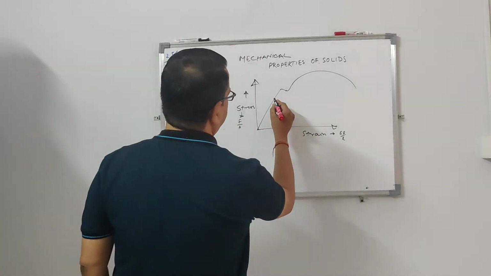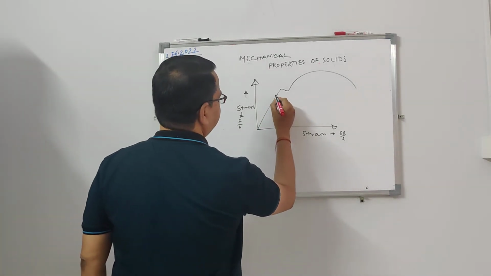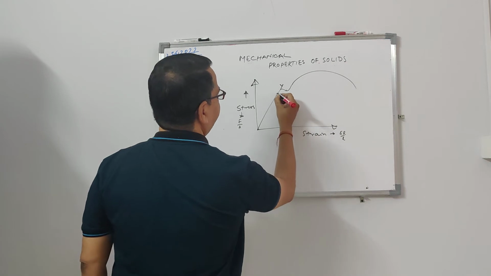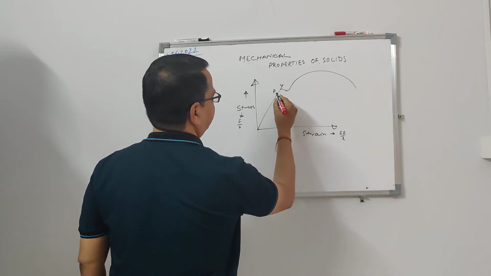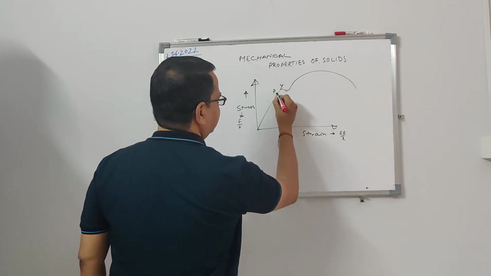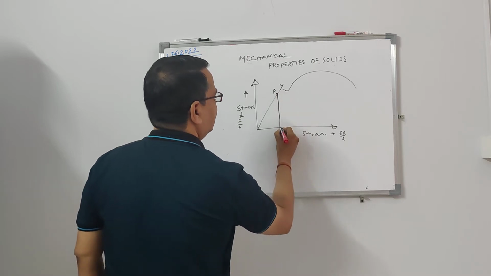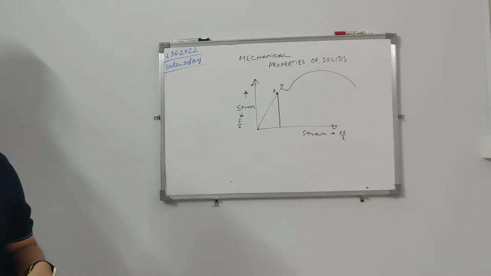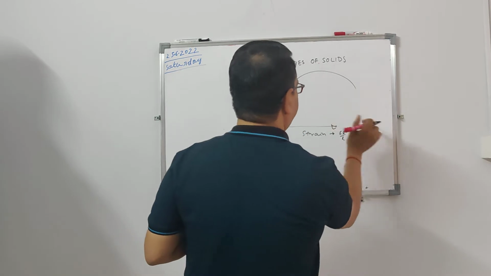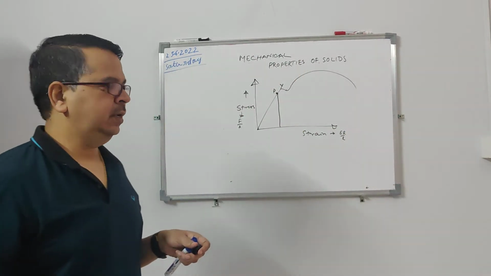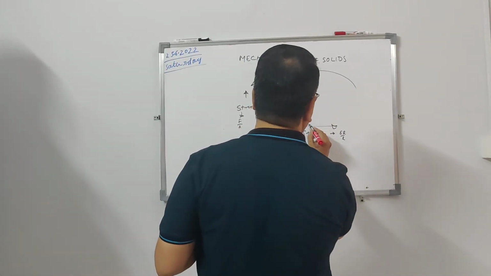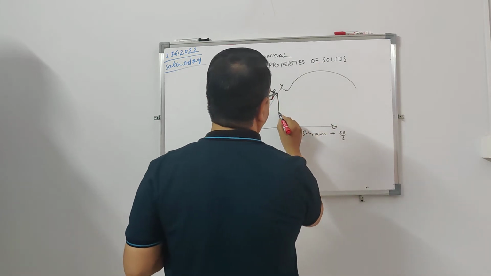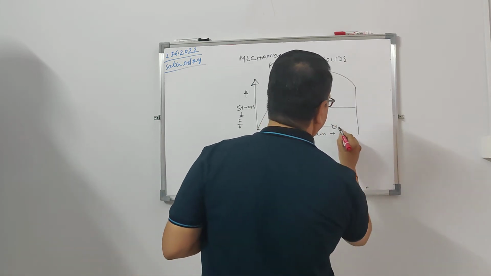So that means it is a wrong statement. This is your yield point, and before this is your proportional limit. Stress is proportional to strain only till the proportional limit. So it is not true irrespective of strain. If the strain is very high, in this region completely, then it is not proportional.